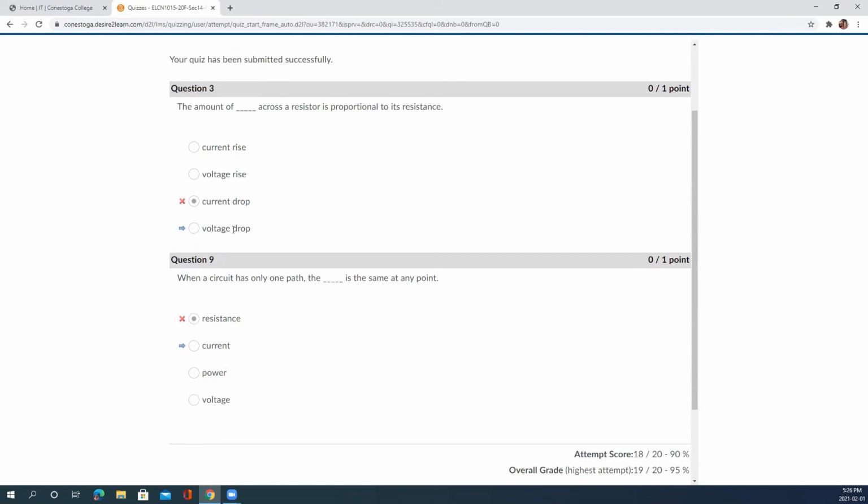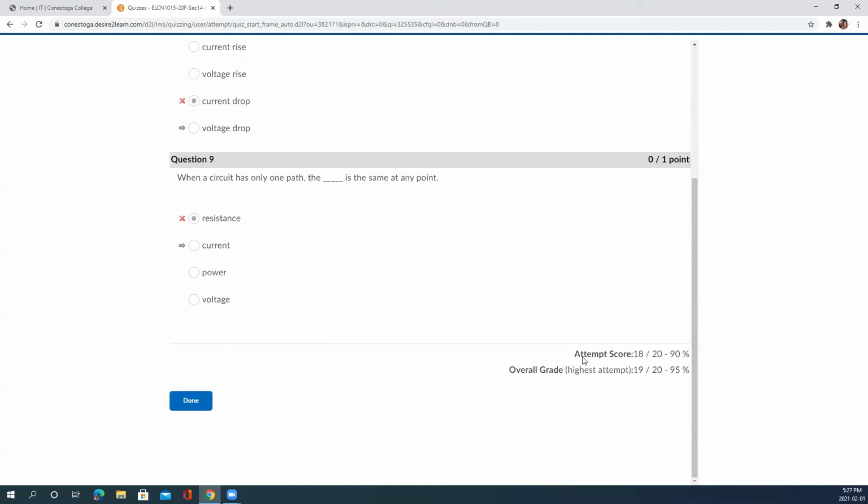So in your test, you are going to be able to see the question, the answer that you provided, and you are going to have this red X indicating that that wasn't the right answer. And then you are going to have a blue arrow that indicates what was the right answer that you were supposed to choose. In that instance, in my attempt, I was able to get 18, which is a 90%. Remember that these quizzes are not full marks. They are just for practice.